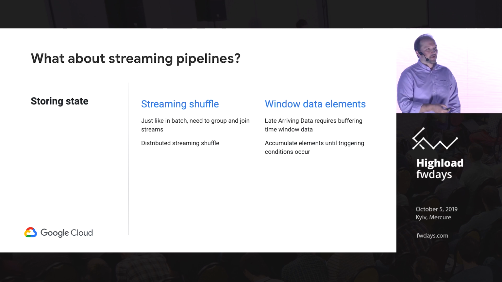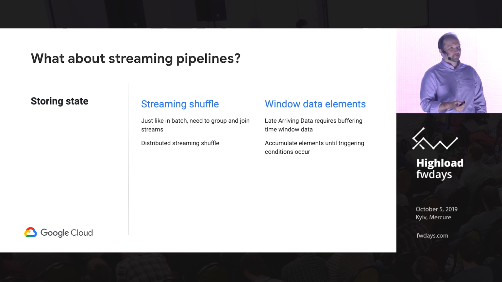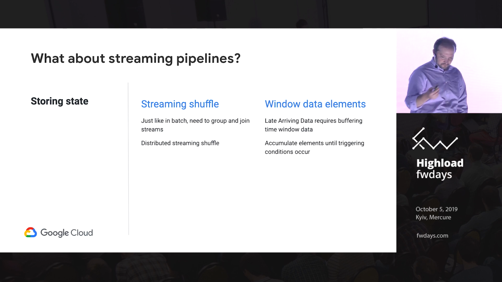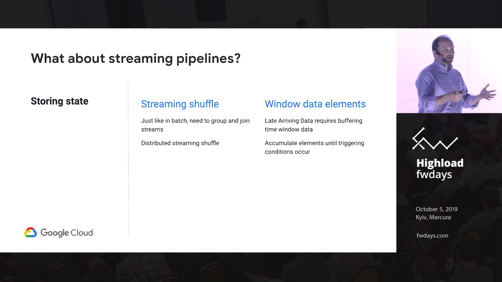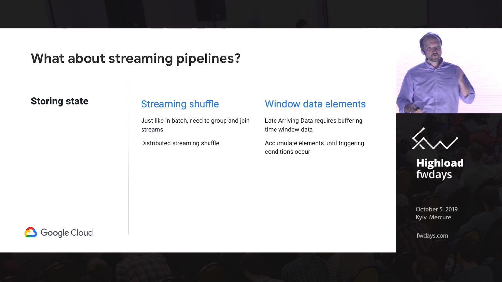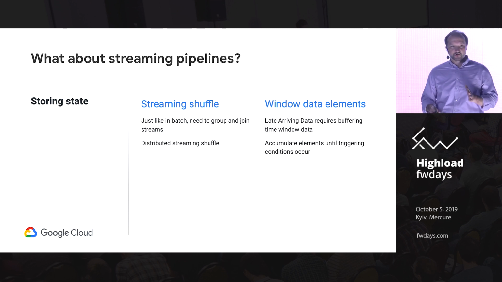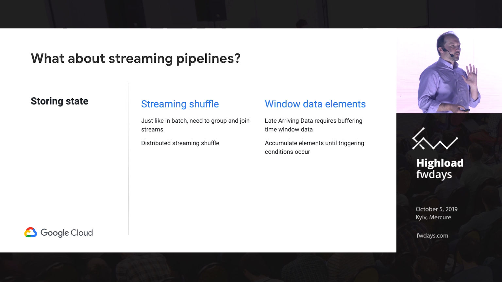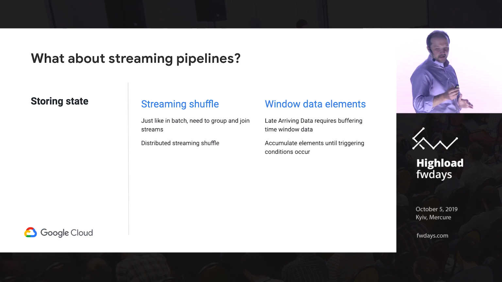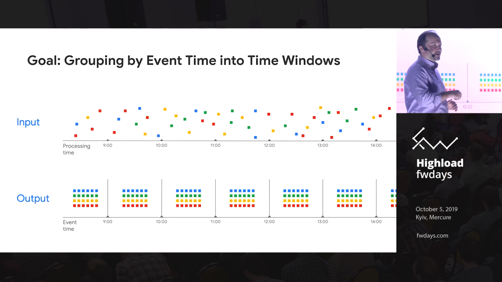Now, we talked so far about batch processing. How about streaming? Is the same need present in streaming pipelines? The need for storing state and doing shuffle? The answer is yes. Streaming pipelines too have to do grouping and joining. But in addition to grouping and joining, streaming pipelines also need to store window time elements. And I will connect it to the slides I showed before.